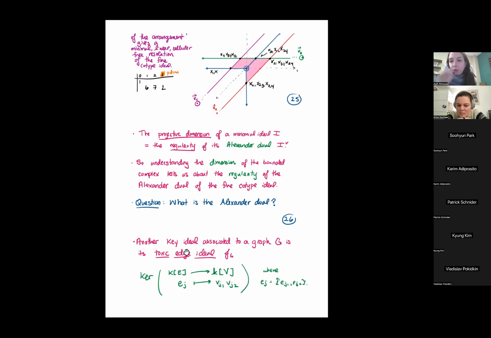So if you're given a graph G, you take an edge of the graph and you're going to send it now to this ring where you have your variables corresponding to the vertices. And so you're going to take an edge here and map it to this quadratic thing that corresponds to the two vertices that your edge is connecting, right?